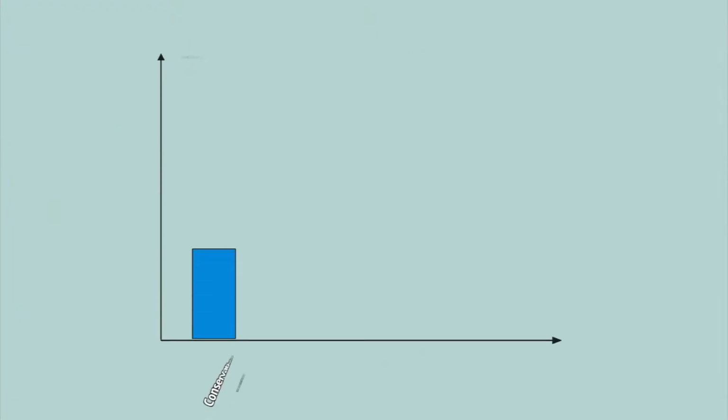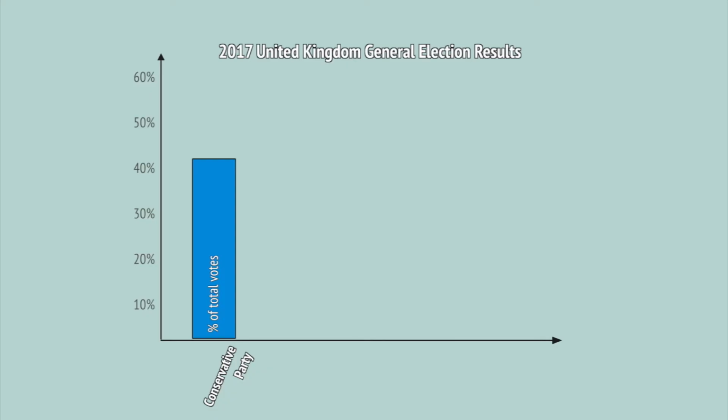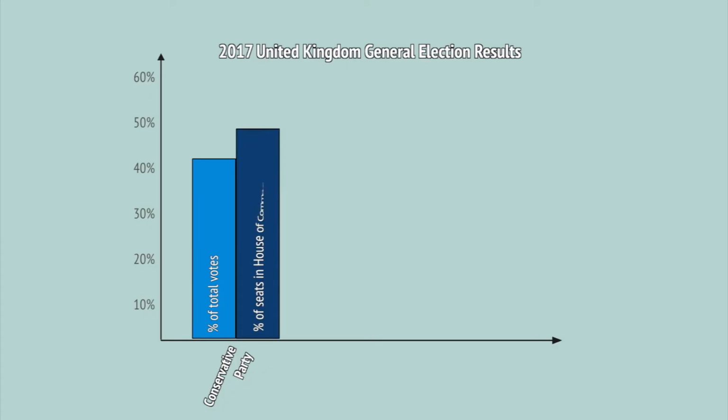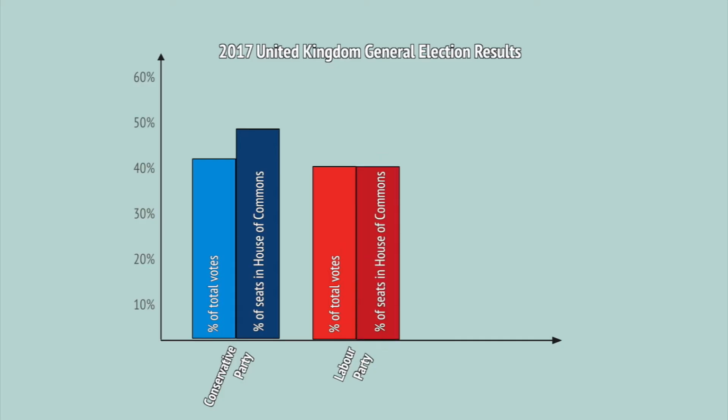This is why SMD systems often lead to two-party systems, like they have in the United States, Canada, and in the United Kingdom. To understand this better, let's use the 2017 general election results in the United Kingdom. The Conservative Party won only about 42% of the popular vote, but because they won in a larger number of electoral districts, the party received almost 49% of the seats in the House of Commons. Meanwhile, the Labour Party won about 40% of the popular vote, but because they won less electoral districts than the Conservatives, they also only received about 40% of seats in the House of Commons.